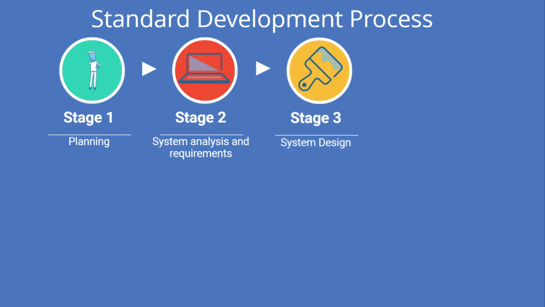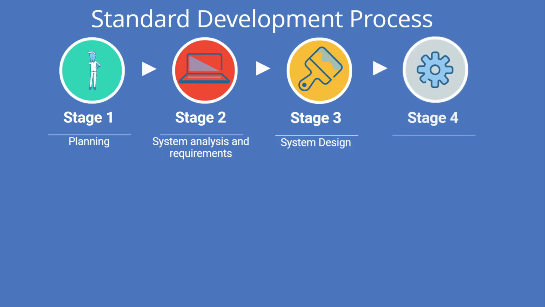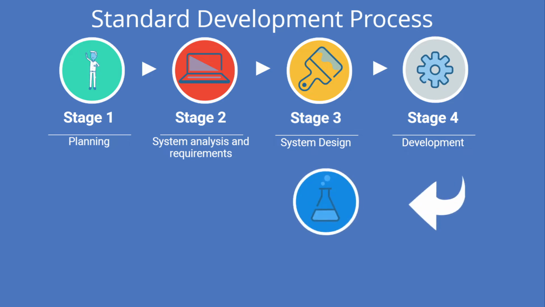In stage 3, you have system design. Well, as the name suggests, system design is all about designing the ins and outs of the website. Stage 4 is development. In this stage, the website will be developed based on the design in stage 3. Stage 5 is integration and testing. Once everything is set in place, we have to test the website to ensure that it is fully developed.